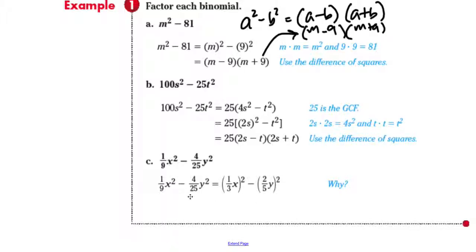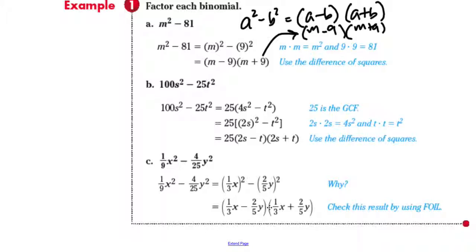Okay, we simply renamed 1 over 9x squared to become quantity 1/3 x, close quantity squared. And the same thing with 4 over 25y squared. We renamed it as 2/5 y squared. Okay, and this now becomes our a, this becomes our b. So now we have 1/3 x minus 2/5 y times 1/3 x plus 2/5 y. And you can also always check this using the FOIL method.